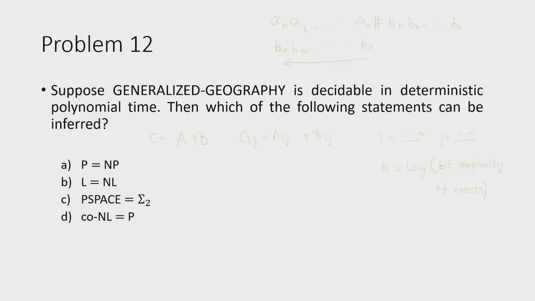Yeah. So basically, because of this, I can add each and every entry in order log n plus order bit complexity. So because I can do this for every entry, I can write down the entire matrix C on the output tape, right? So the complexity is order log n plus log of the bit complexity.